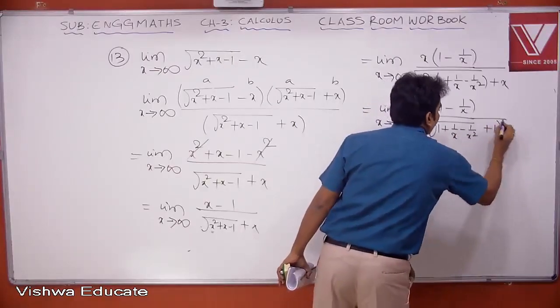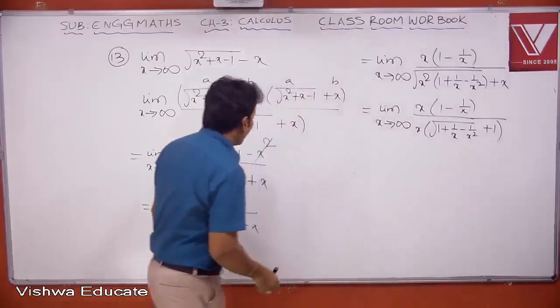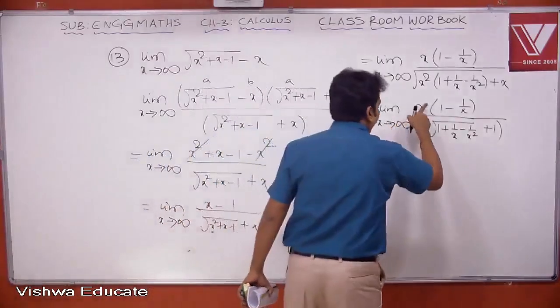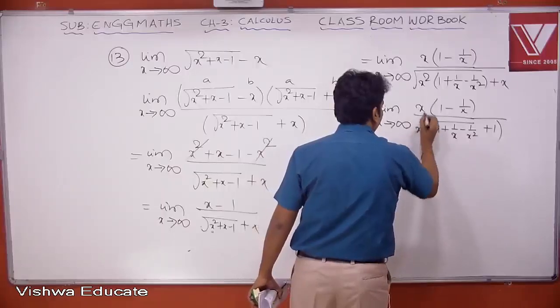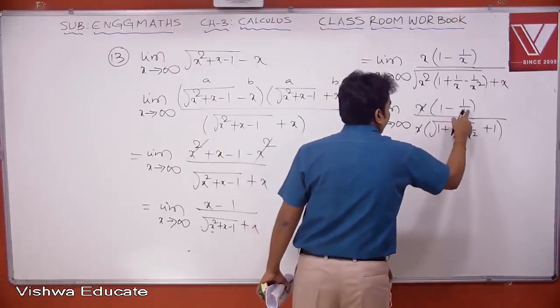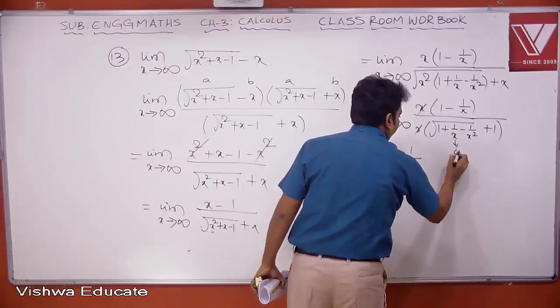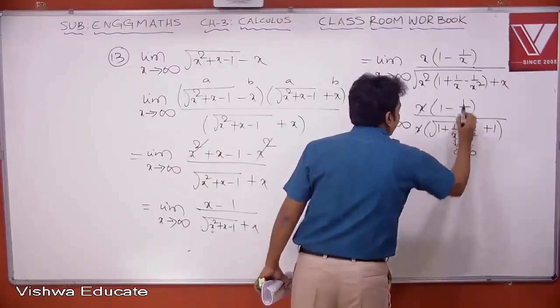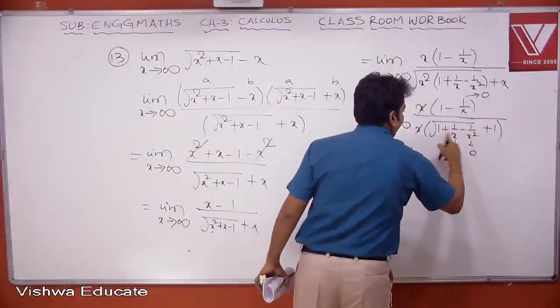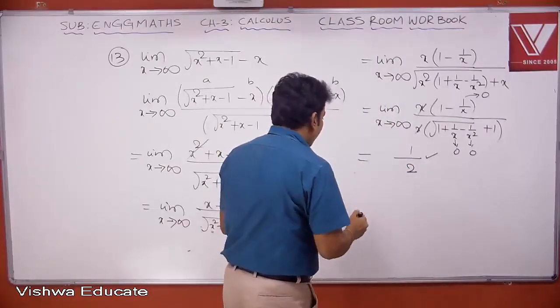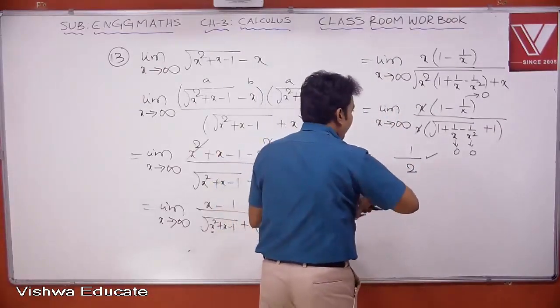So what we have done is we have rationalized this and we have taken x common from the numerator as well as from the denominator. This and this will be cancelled. So replace x by infinity. 1 by infinity is 0. 1 by this will be 0 and this will be 0. So this will be 0. Now this is 1, 1. This is 2. So the answer is 1 by 2. So option C is the right answer.